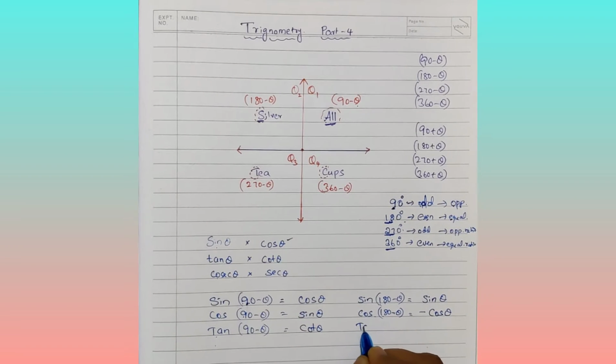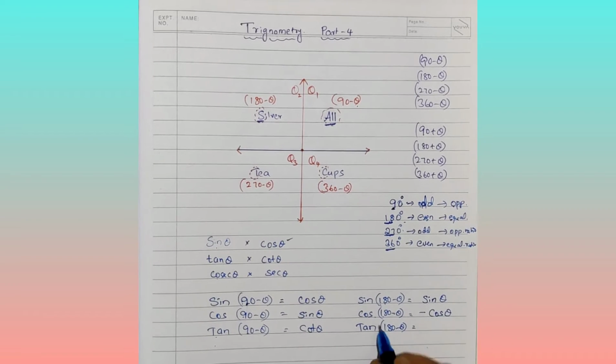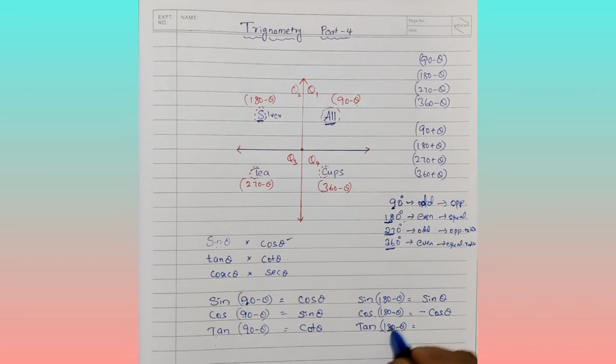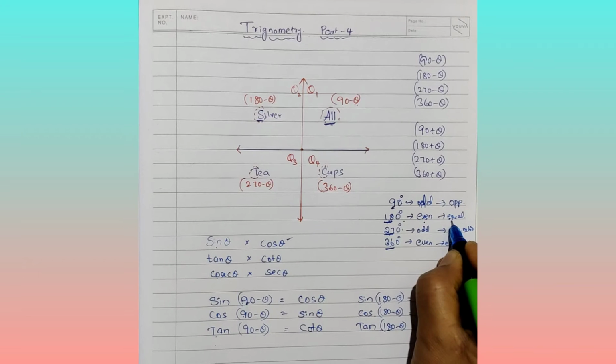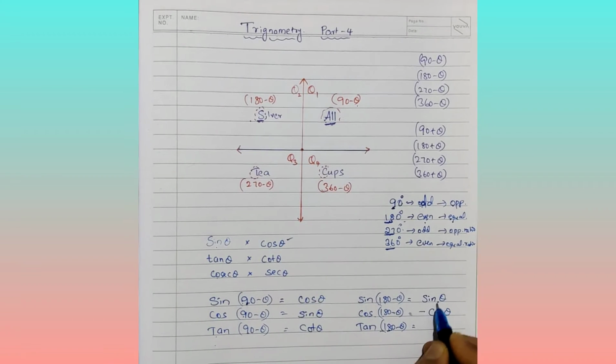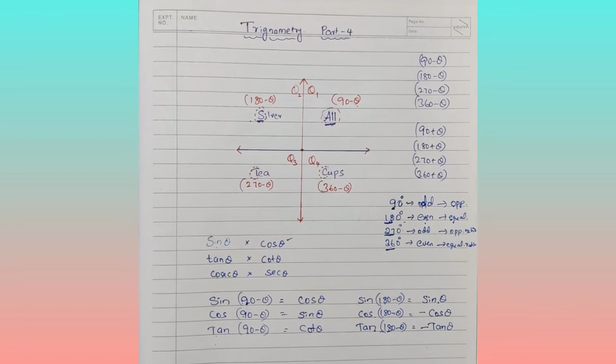Next, tan 180 minus theta. Again here 18 is an even number, so it gives us an equal ratio, and it lies in quadrant 2. In quadrant 2 only sin is positive, that means minus tan theta. Okay. In this way the remaining also.